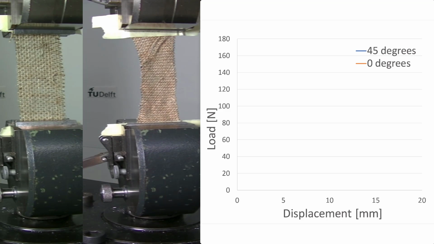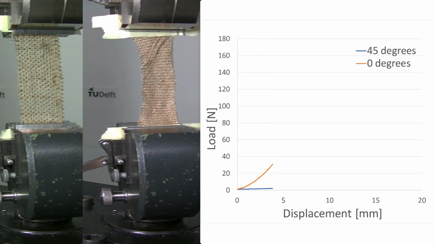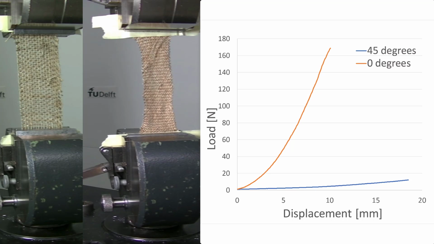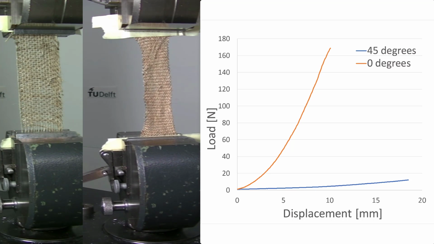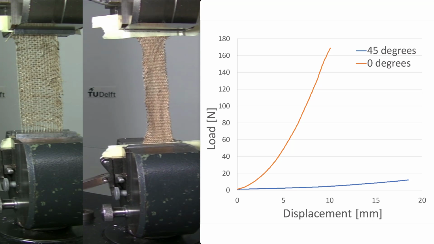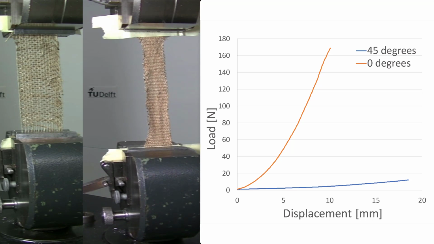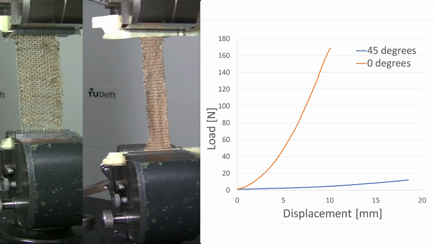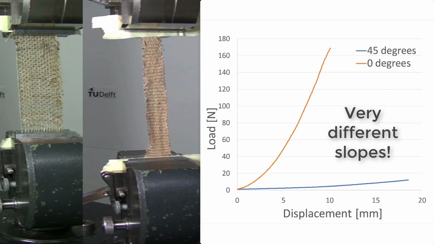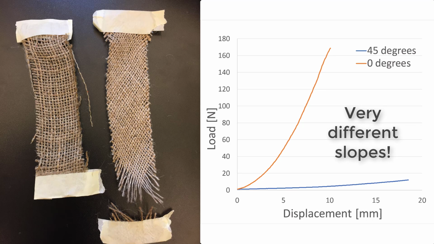Here you can see the footage of the burlap material side by side. As with the last test, we can also see the force displacement curves that go along with the tests. And it seems something is very different here. We can see that the deformation behavior of the 45-degree specimen is very different than the 0-degree specimen. We can see this both by the footage and by the slope of the force deflection curves. The material appears to be much more stiff in the 0-degree direction than in the 45-degree direction. The material properties are clearly different in different directions.